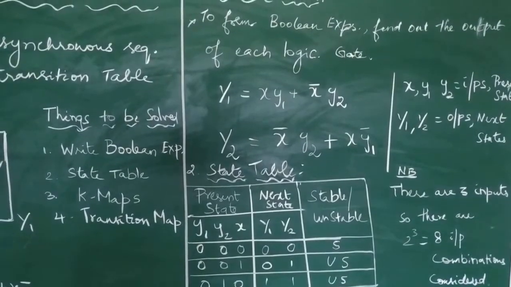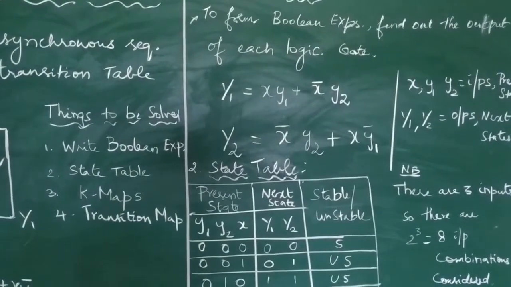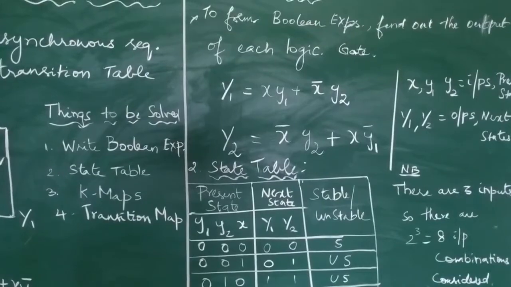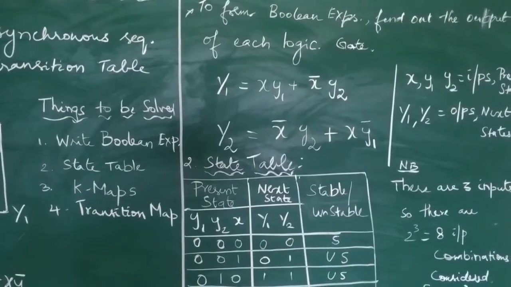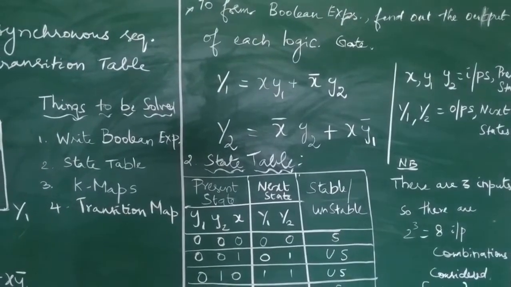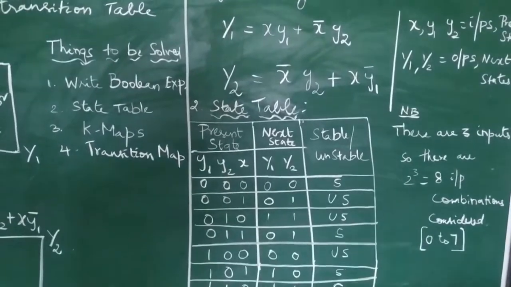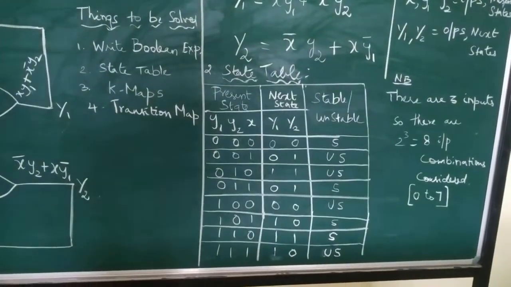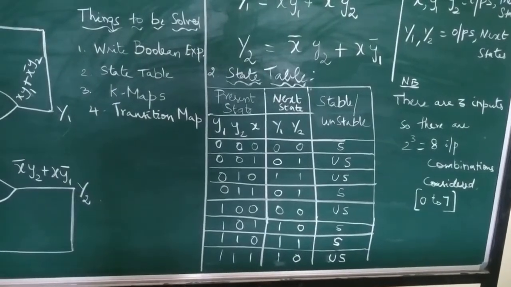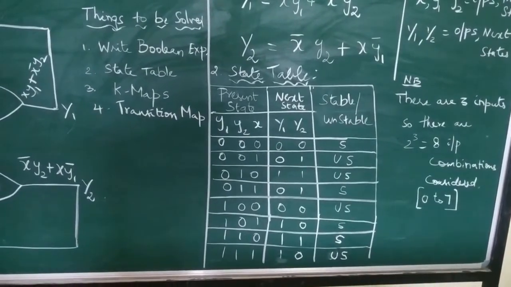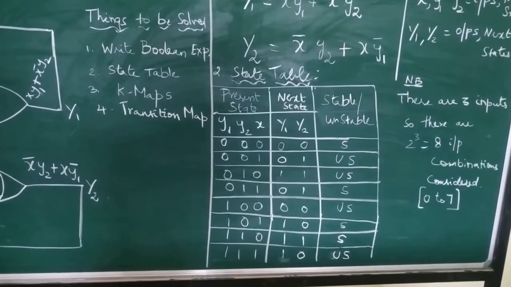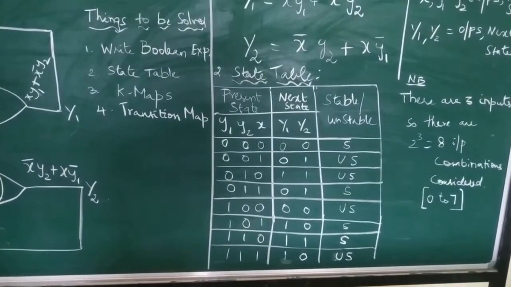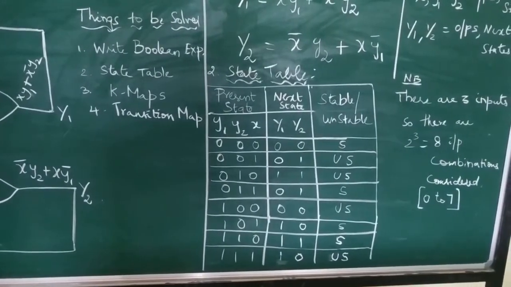Again x bar y2 is another AND operation, and both of them in between has an OR operation. So y1 becomes 0 and y2 becomes 1. So similarly, it is so simple, and we can substitute and find out the next state. And as I said, when y1, y2 lowercase, that is the present state, is equal to uppercase Y1, Y2, the next state, then it is a stable state.